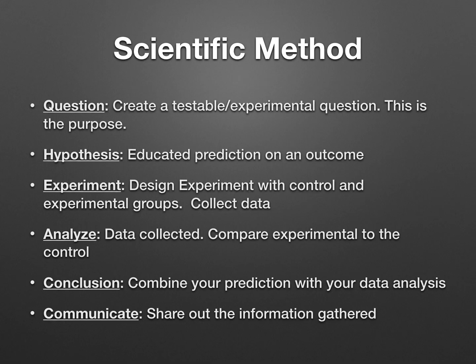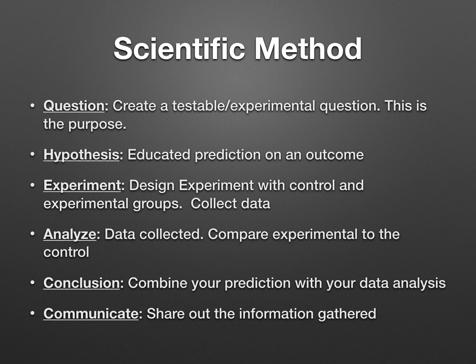Last but not least, you should be communicating, which means sharing out the information that you got. This could be in the form of a lab report, a vlog, a blog or a post, or even just discussing with classmates. So those are the 6 steps of the scientific method. You can find the scientific method done with different words, but in general, these are the 6 steps that they all work along with.